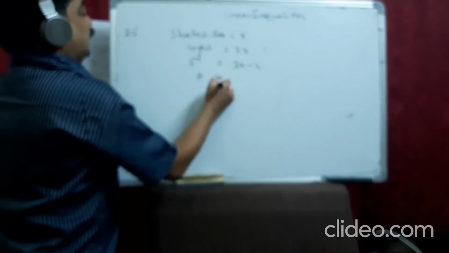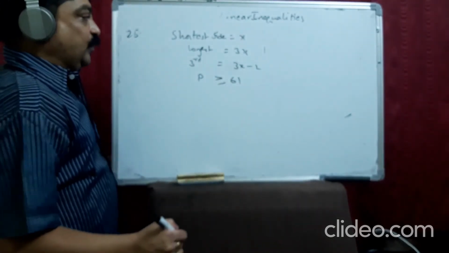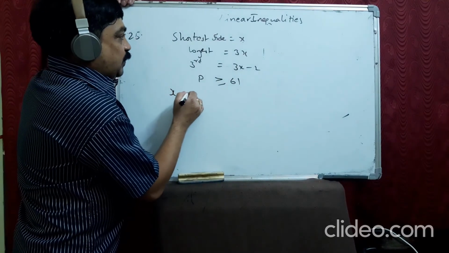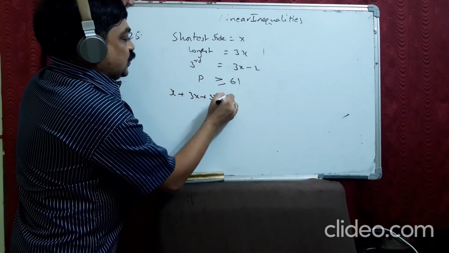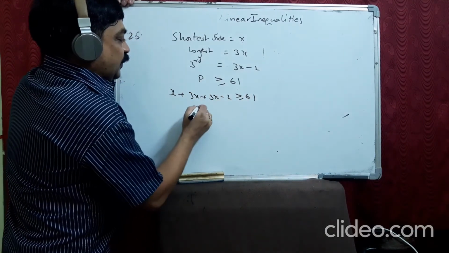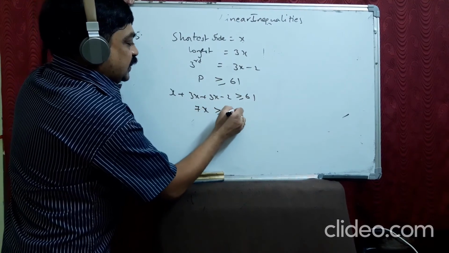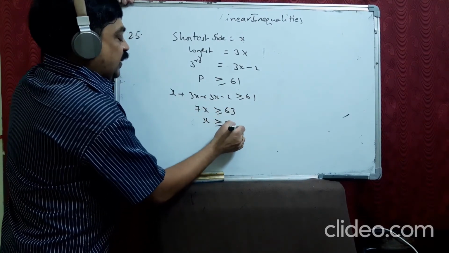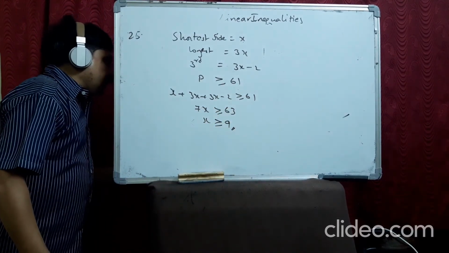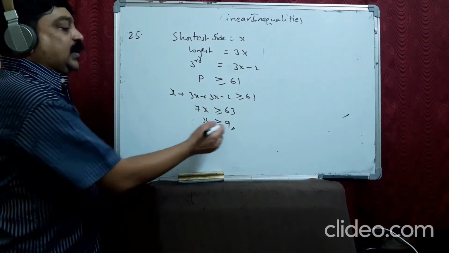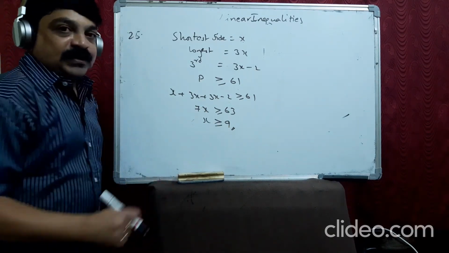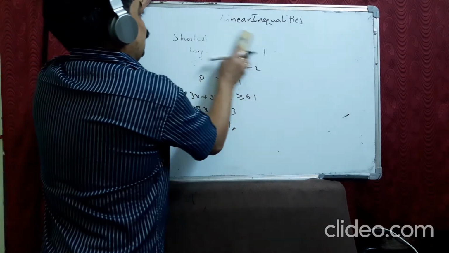What did they say? Perimeter is at least. At least means greater than or equal to. So it means x plus 3x plus 3x minus 2 greater than or equal to 61. 7x greater than or equal to 63. x is greater than or equal to 9. So what did they ask us to find out? What is the minimum length of the shortest side? Minimum length is 9 centimeters. Okay. Next, 26.